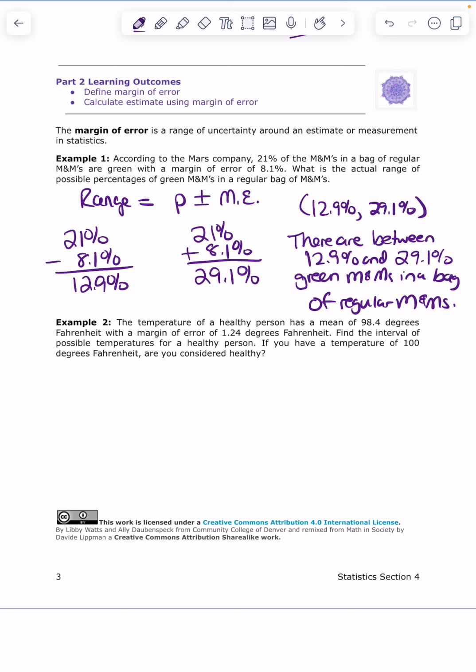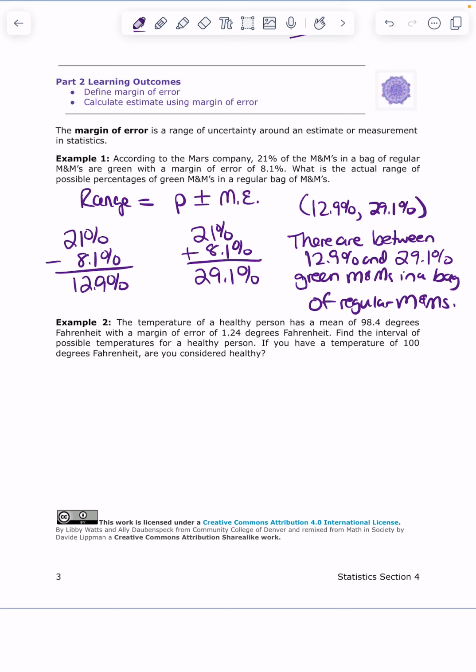So in other words, if you were a quality control person for Mars Company and you got a bag of M&Ms that had 30% green, you would know that there was something off with the machinery, and you would need to probably stop production until you could figure out what's going on.